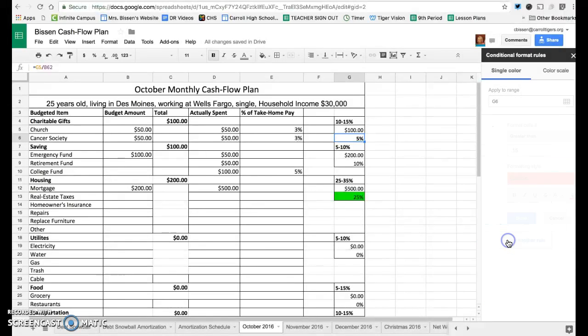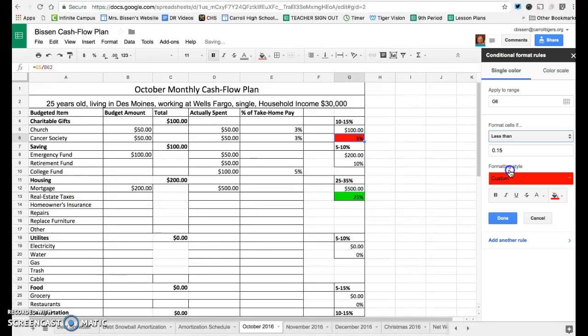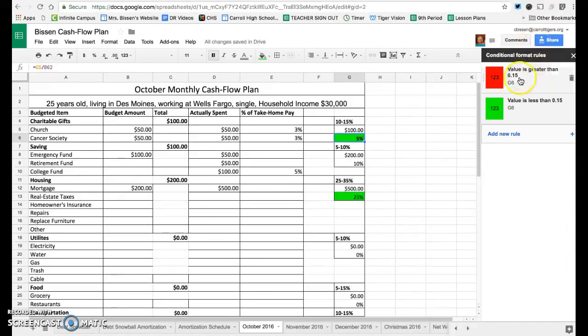And then I'm going to add another rule. If it's less than 15%, then it can be green. And I say done. So it says if it's greater than this top number, make it red. If it's less than that top number, make it green. Then I'm going to go on to my next one. And I'm going to say, okay, if it's greater than 10%, make it red. If it's less than 10, make it green.